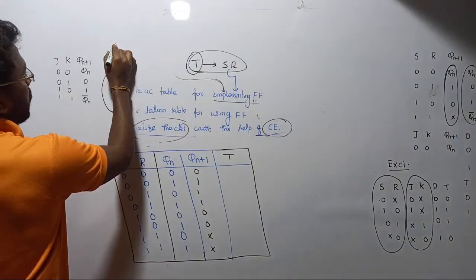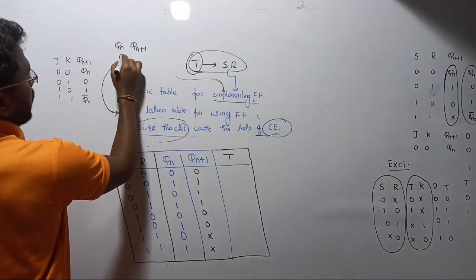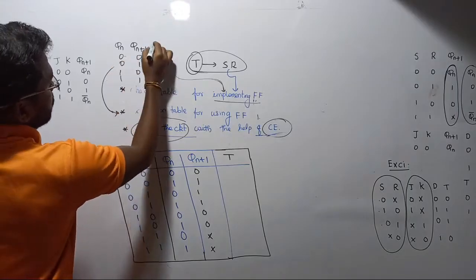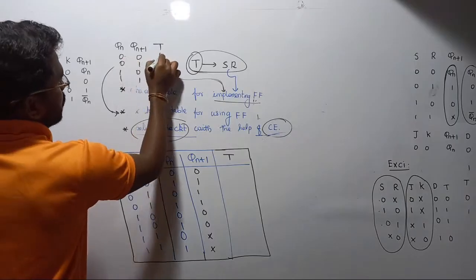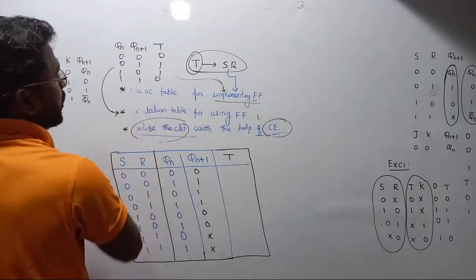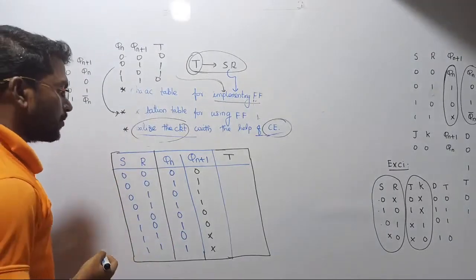See, for the T flip-flop, we have Qn plus 1, right? So we may have 4 combinations: 0 0, 0 1, 1 0, 1 1. That is the possible excitation table. For 0, 0 we are getting 0, for 0, 1 we are getting 1, for 1, 0 we are getting 1, for 1, 1 we are getting 0. That is the excitation table for the T flip-flop. So let us place them together here.